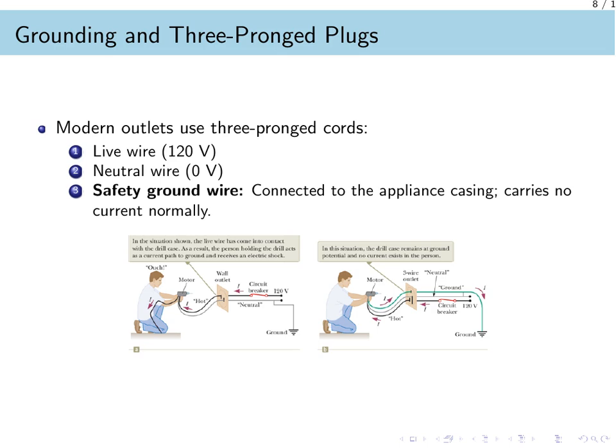If an internal fault occurs, such as a live wire accidentally touching the inside of an electric drill's metal case, the case becomes energized. Without a ground wire, the person holding the drill would act as the path to ground and receive a shock. However, with the safety ground wire in place, the drill case remains at ground potential, and the dangerous current is safely redirected away from the user.